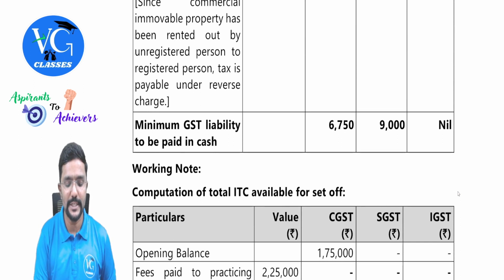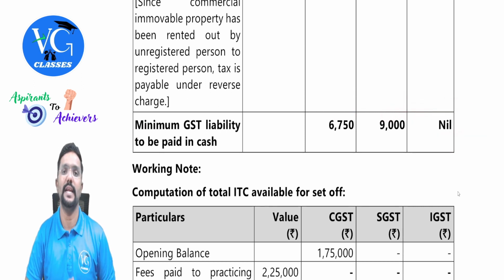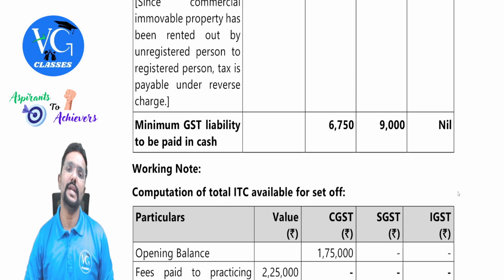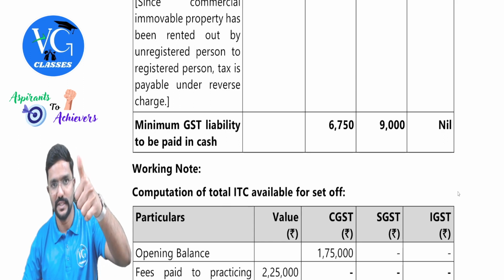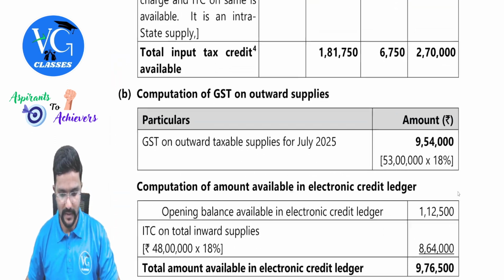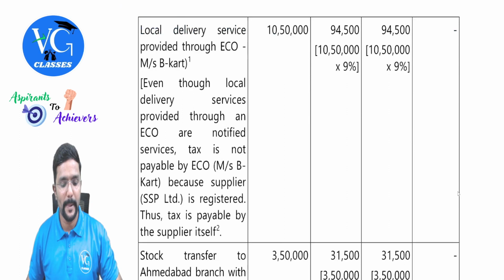So how much GST has to be paid through cash ledger? CGST 6,750, SGST 9,000, and IGST nil. And remaining CGST credit will be carried forward to next month, guys. Hope you got it. Yes, sir. Done with this 10 marks question. Next, sub question B.